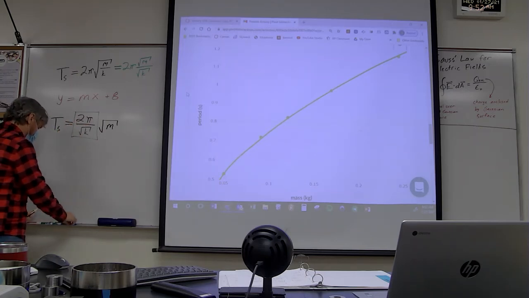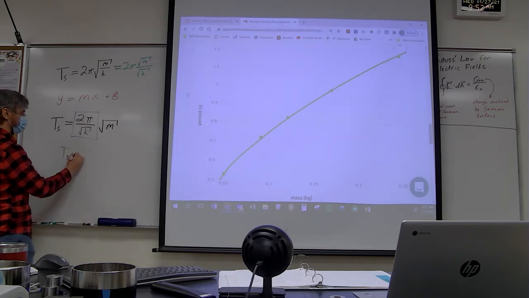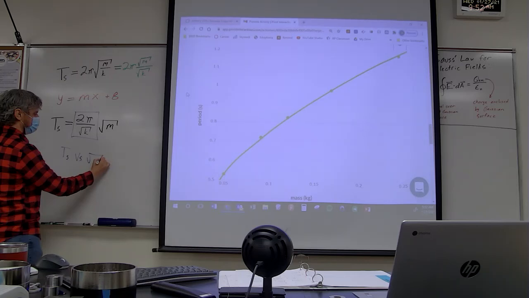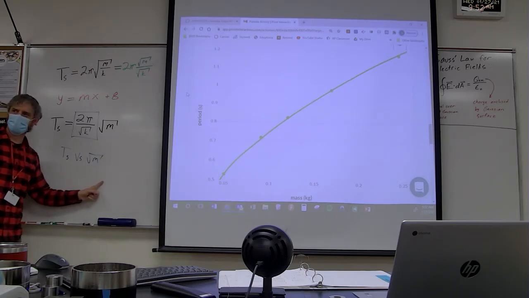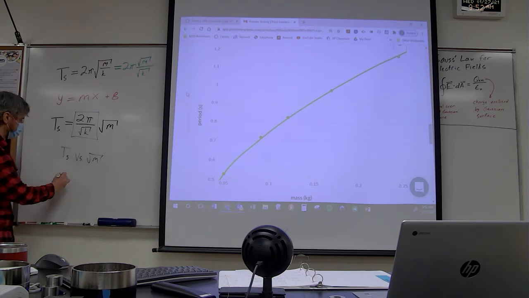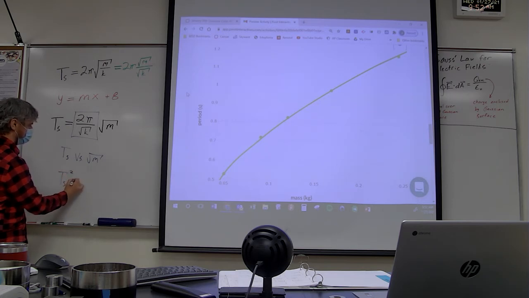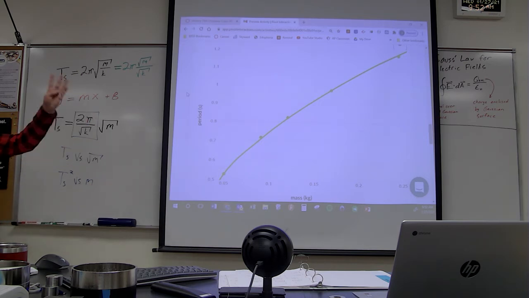So what that tells me is that I can plot the period versus the square root of the mass. What's an equivalent way of plotting the period versus the square root of the mass? Are you just going to go the opposite way and say the period squared is equal to the mass? Period squared versus the mass, right? If I do either of those, I end up with a linear graph, the slope of which I will be able to pull some useful information from.